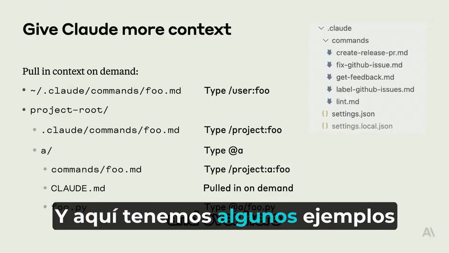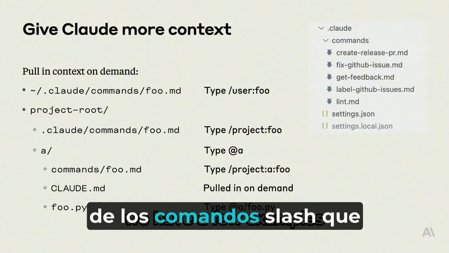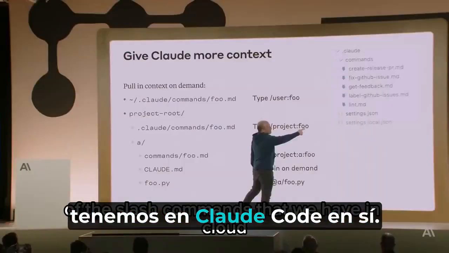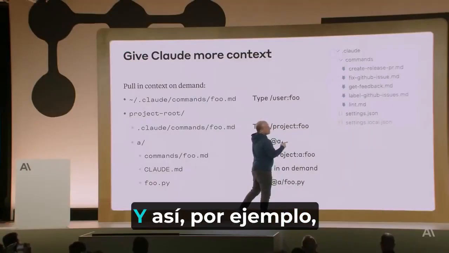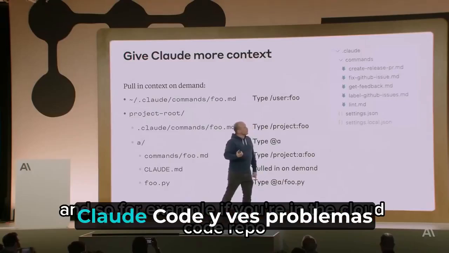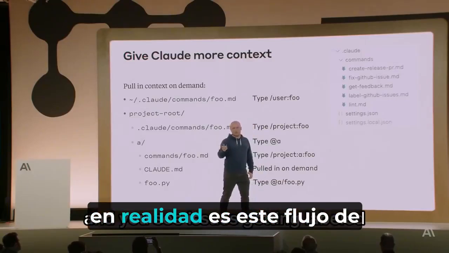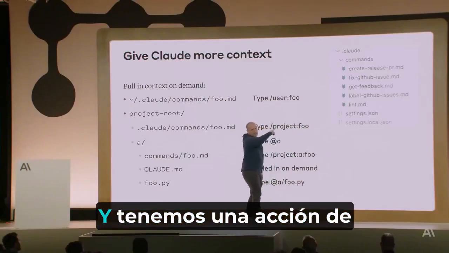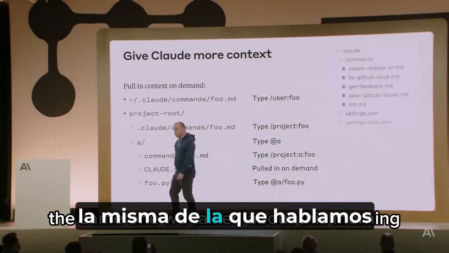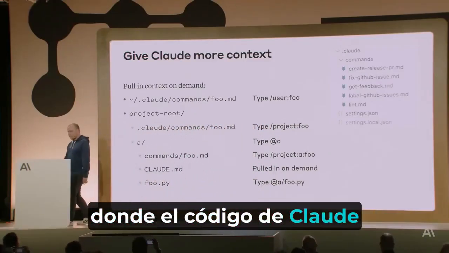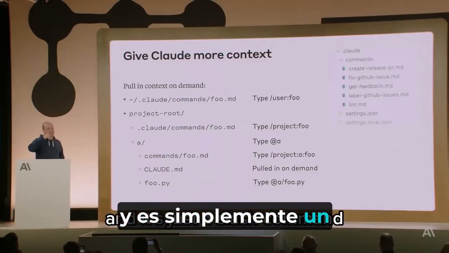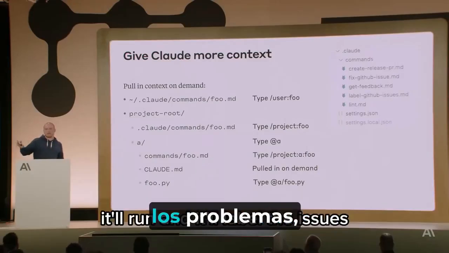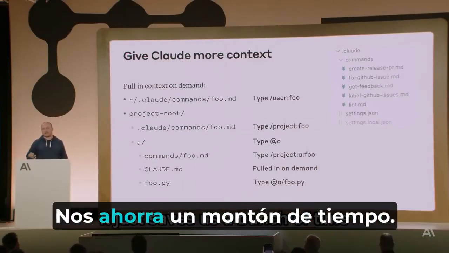And over here, we have a few examples of the slash commands that we have in Claude Code itself. So, for example, if you're in the Claude Code repo, and you see issues getting labeled, that's actually this workflow running here. It's label GitHub issues. And we have a GitHub action running, the same one we talked about this morning, where Claude Code will run this command, and it's just a slash command. It'll run, and it'll label the issues, so humans don't have to. It just saves us a bunch of time.